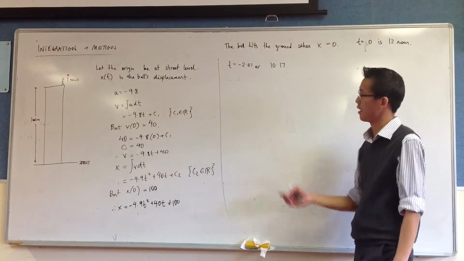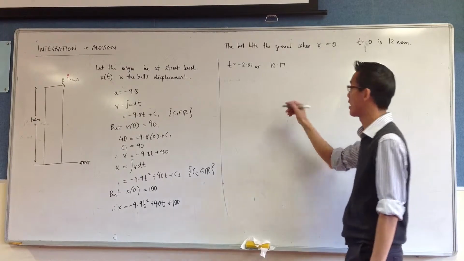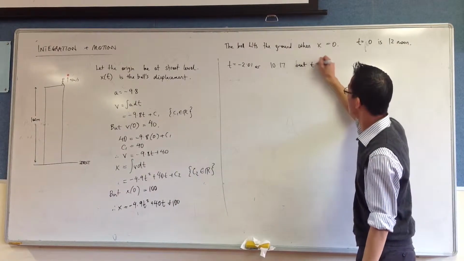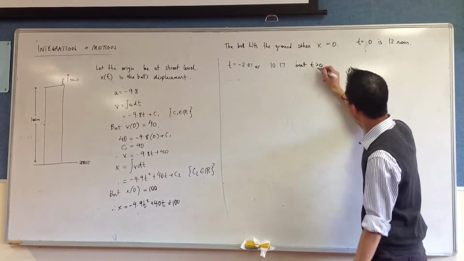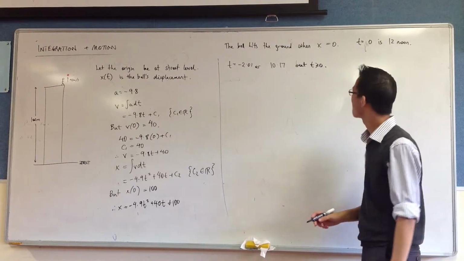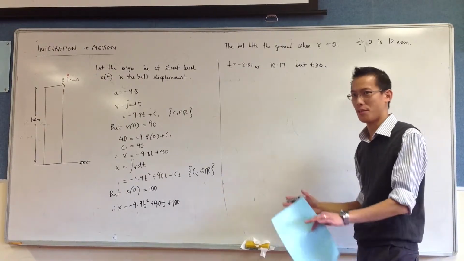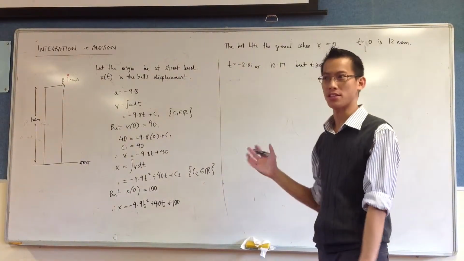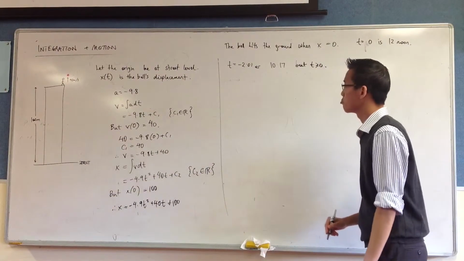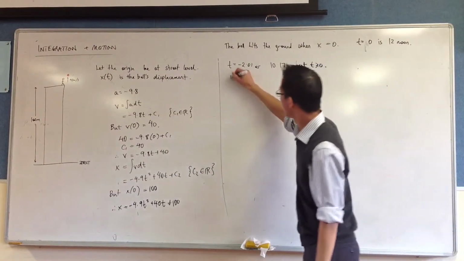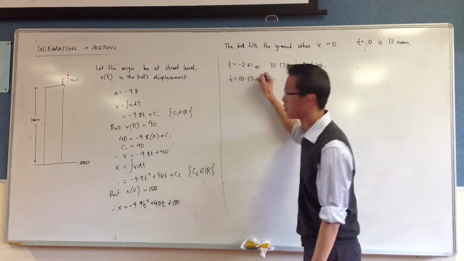You must have it there. I know in this case we're going to discount it, because t is greater than or equal to 0. But please, don't just not write it. You must include it. Alright, so therefore I just have my one value, 10.17.